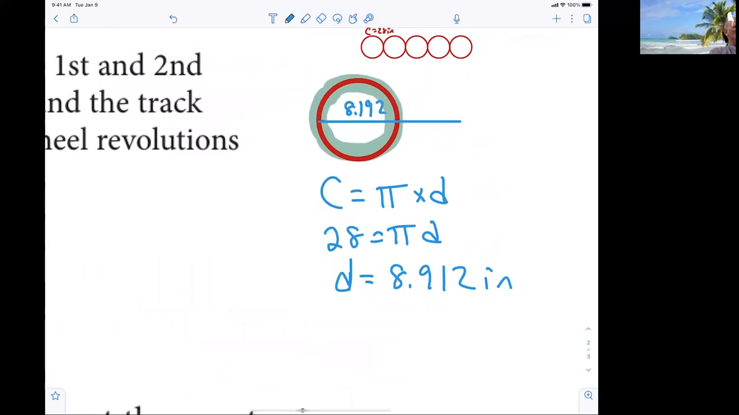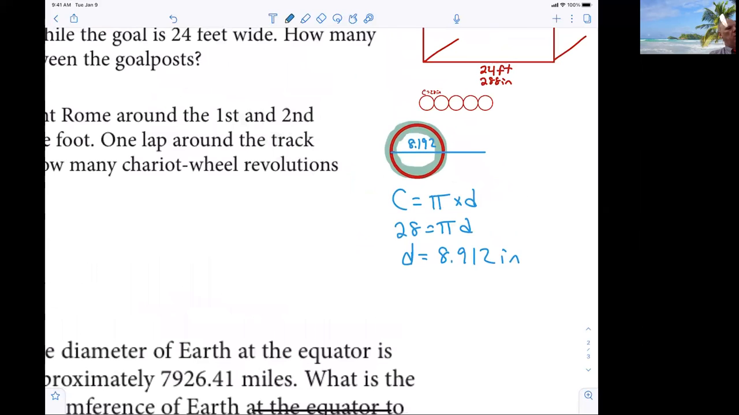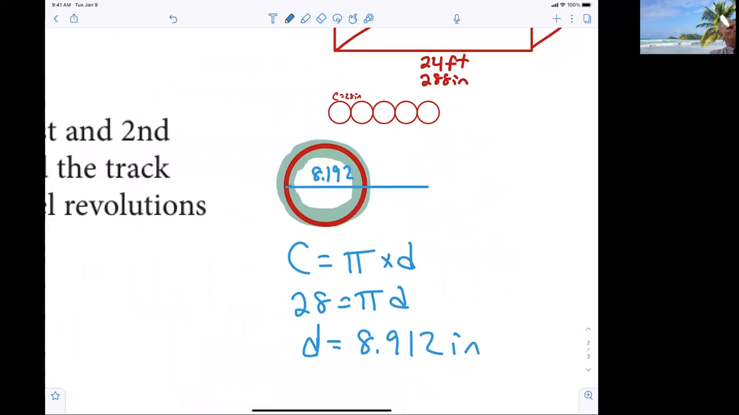So how many soccer balls will I be able to fit across the goal if it's 288 inches across? This is 288 inches, watch me. From here to here is 288. So how many of these soccer balls will I be able to fit across the goal? How do I do that? Come on.